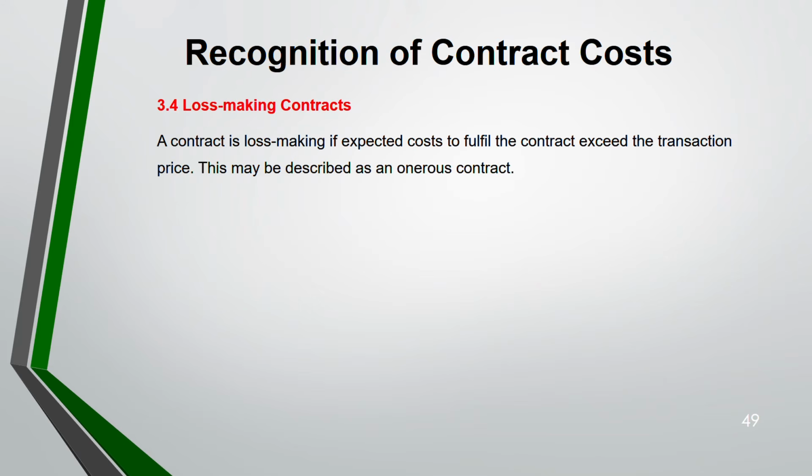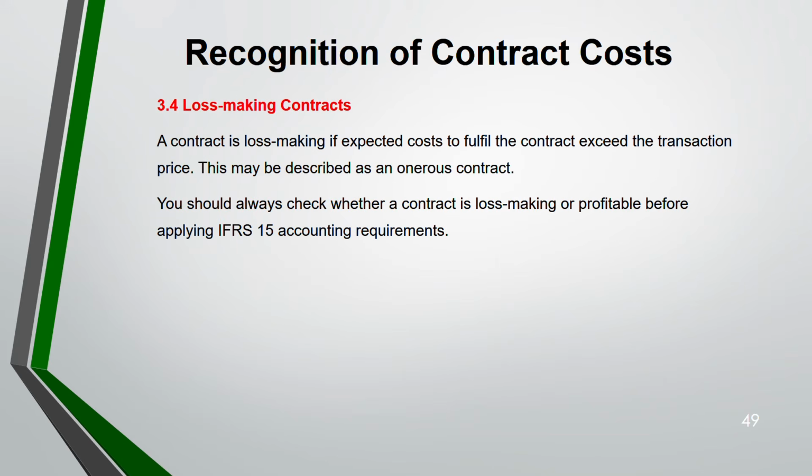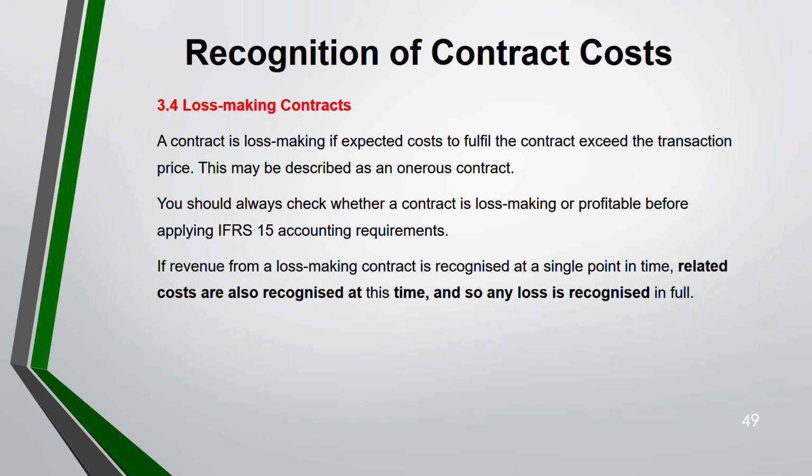Now, loss-making contract. A contract is loss-making if the expected cost to fulfill the contract is more than the transaction price. It is described as an onerous contract. You should always check whether the contract is loss-making or profitable before you apply IFRS 15. If revenue from a loss-making contract is recognized at a single point in time, related costs are also recognized at this time, and any loss will be recognized in full.